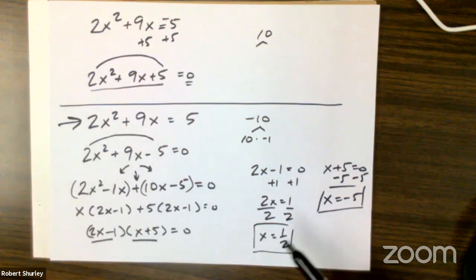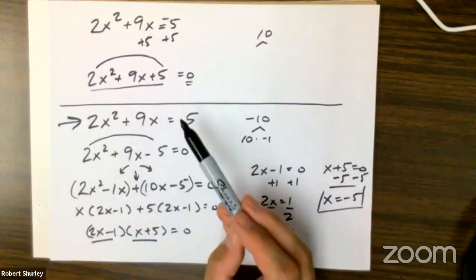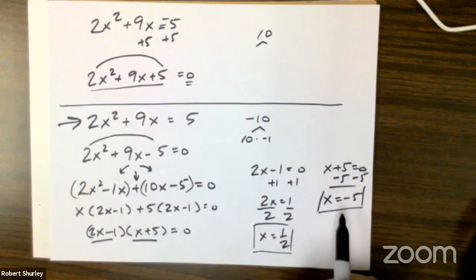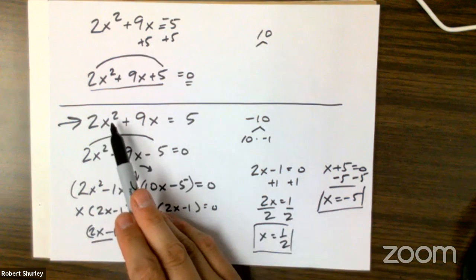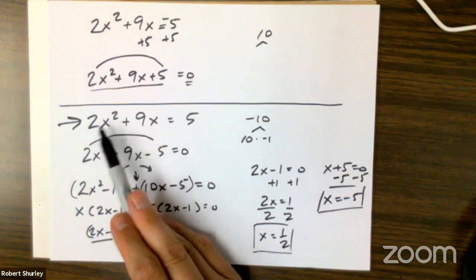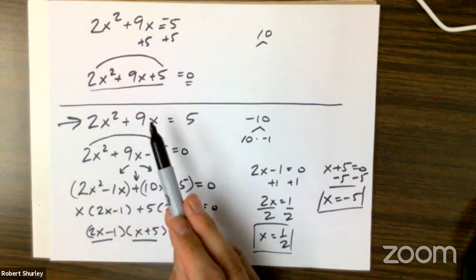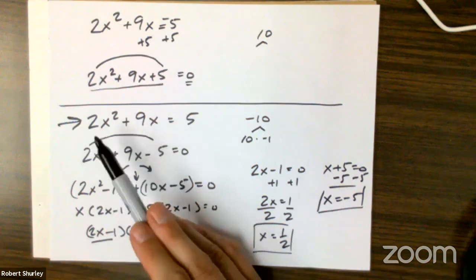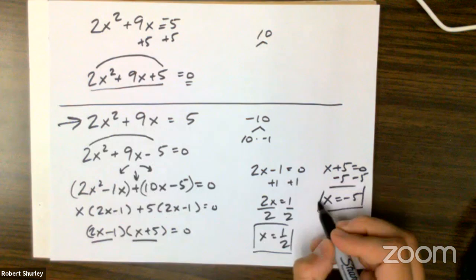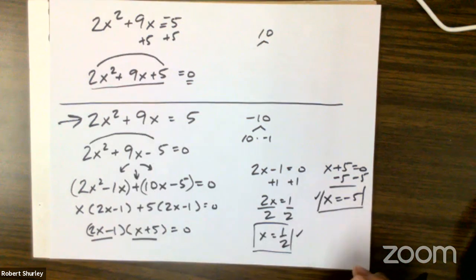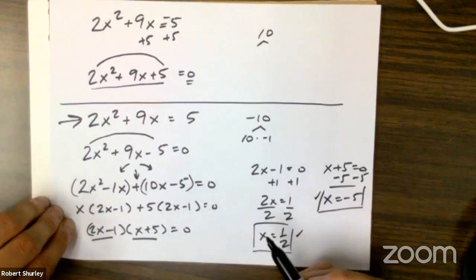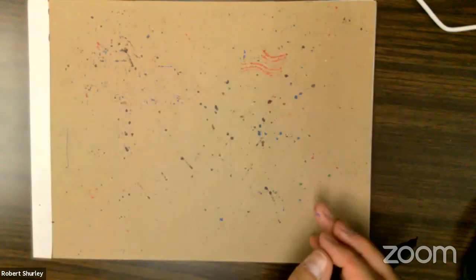Now, if you wanted to check it, you could plug either one in to make sure that equality is true. Like, I bet I can do negative 5 quicker, so I'll do it kind of in our head. If I plug negative 5 into x squared, that would be a positive 25, times 2 is 50. Plus 9 times negative 5, that's a negative 45. So 50 minus 45 equals 5. This checks out. I'm going to assume I've got the 1/2 right as well. Okay, so that's a good example of how to solve equations by factoring. Now let's just do a few examples, okay?